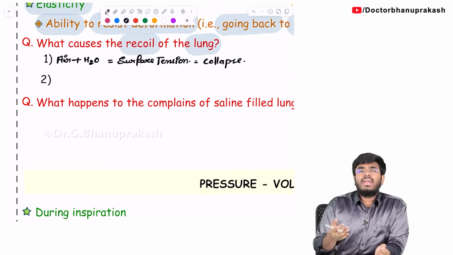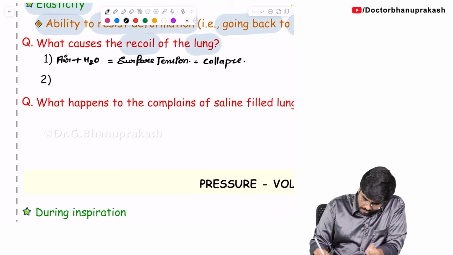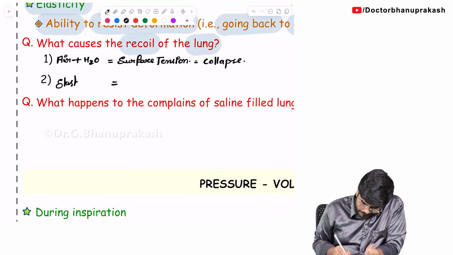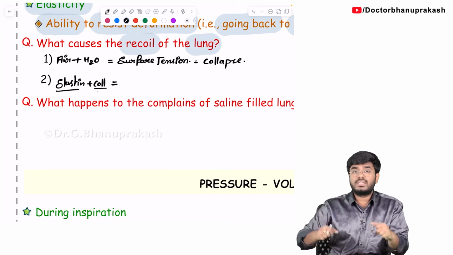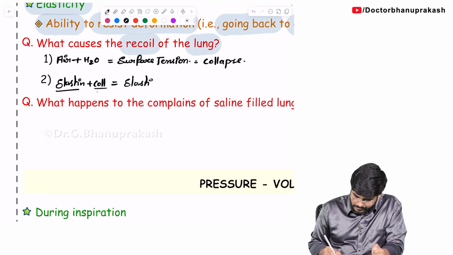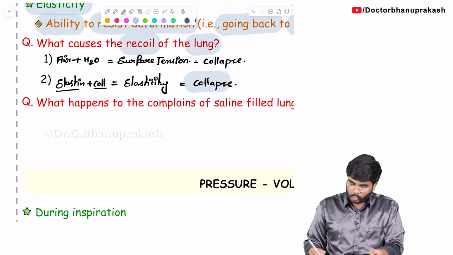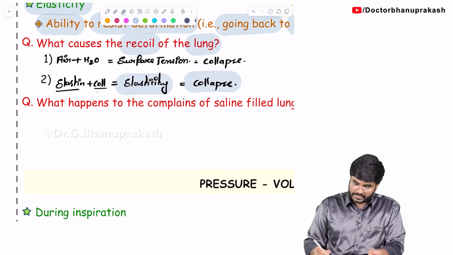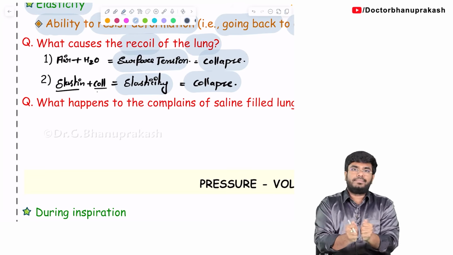Next, what other forces are there to cause this collapse? The next one is elasticity, because of elastin fibers and collagen fibers. Your lungs are made up of elastin and collagen. They will cause this elastic recoil. So this elasticity also causes recoiling or collapse of the lungs. So always remember, how many collapsing forces are there in your lungs? Two. One is elasticity and the other is surface tension. Both are collapsing forces, both trying to cause the elastic recoil or collapse of the lung.